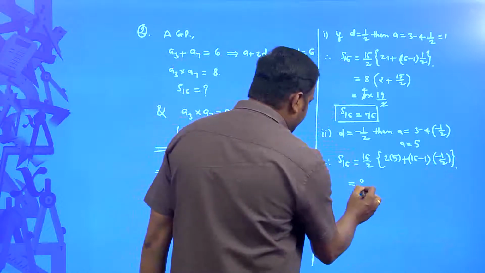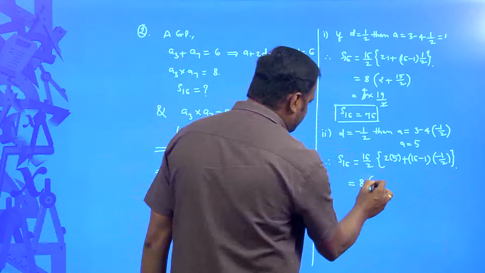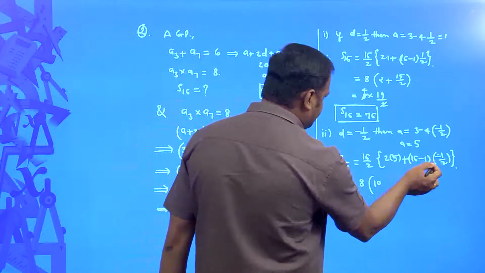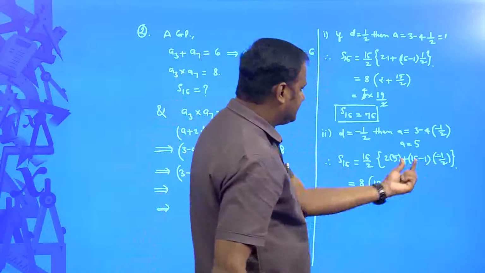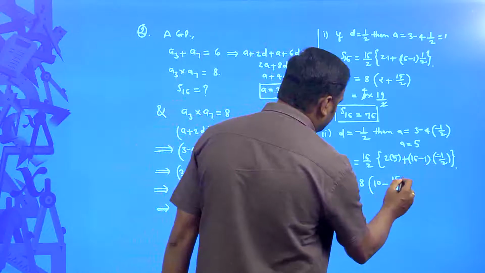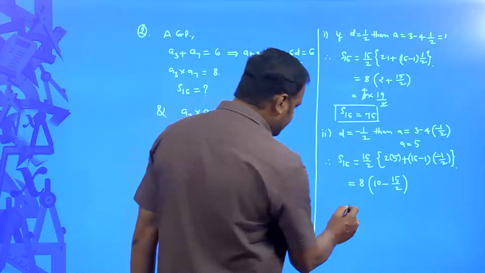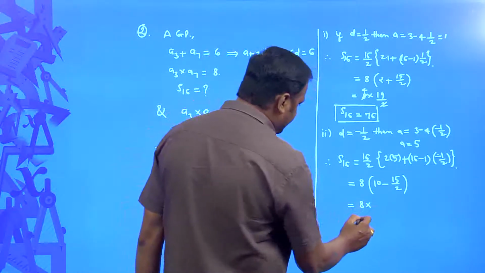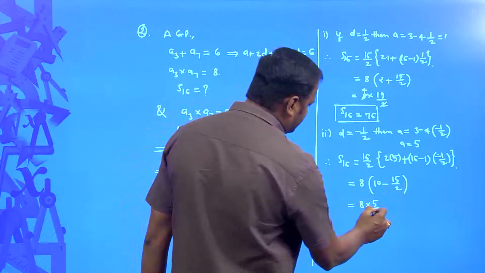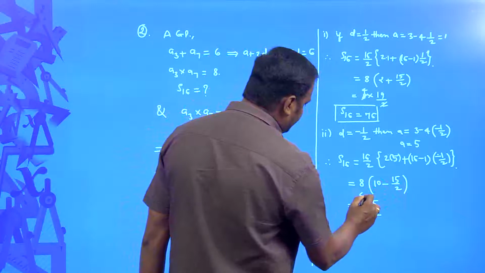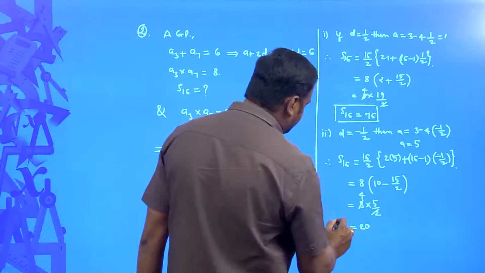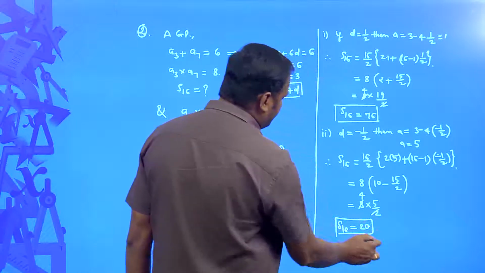16 by 2 is anyway 8 times 2 into 5 is equal to 10. Okay. And see, this is minus 1 by 2, right. So, minus will come here, 16 minus 1 is equal to 15. So, 15 divided by 2. So, when you simplify this, it is going to be 8 times 2 10s are 20 minus 15 is equal to 5 by 2. So, 2 4s are 8, 4 5s are 20 is the sum of the first 16 terms of this arithmetic progression.